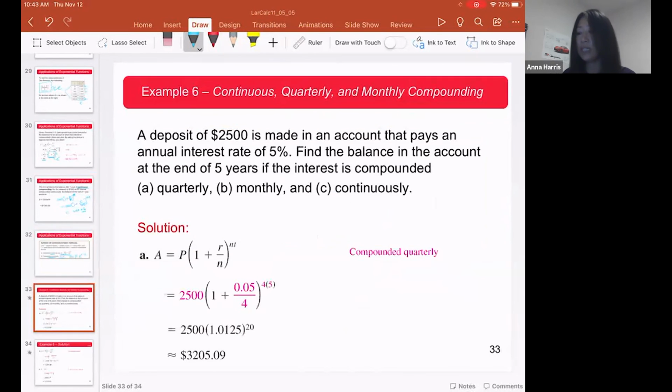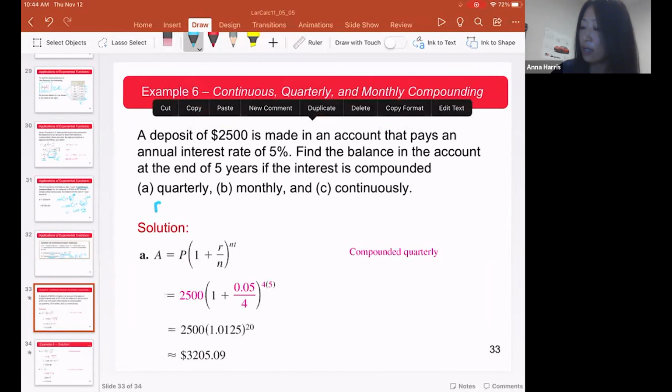So here's another problem. It's giving you a deposit of $2,500 made in an account that pays an annual interest rate of 5%. Find the balance in the account at the end of 5 years if interest is compounded quarterly, monthly, and continuously. Quarterly means n equal to what? 4. Monthly means n equal to 12. In this case, I'm going to use a different formula, which is what?